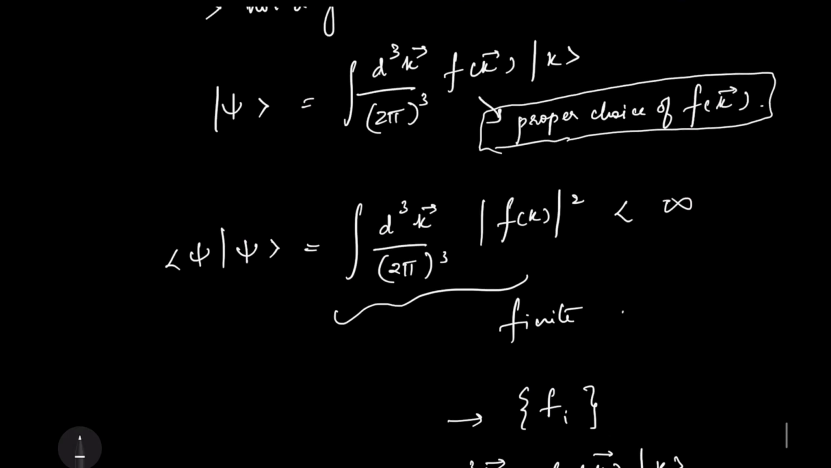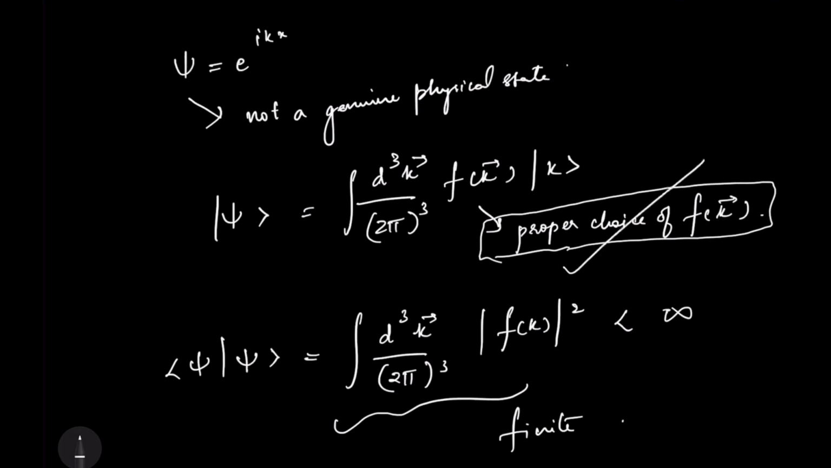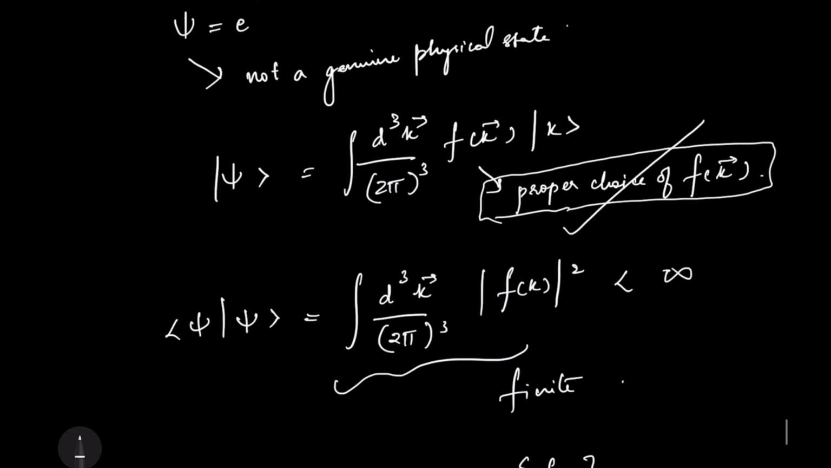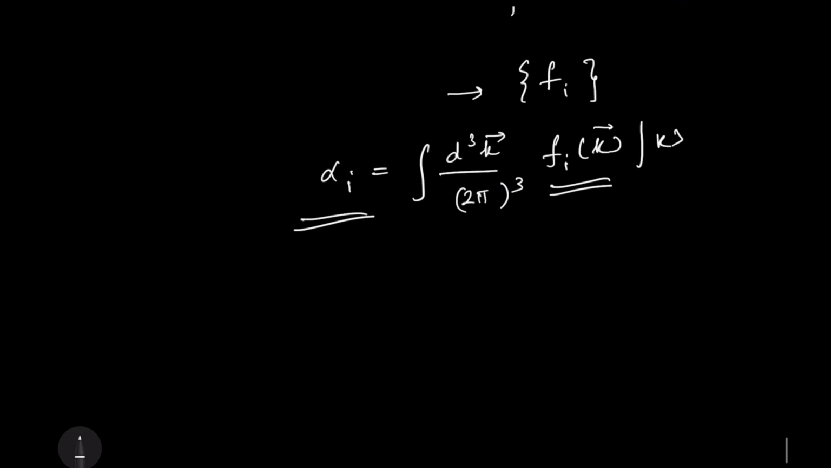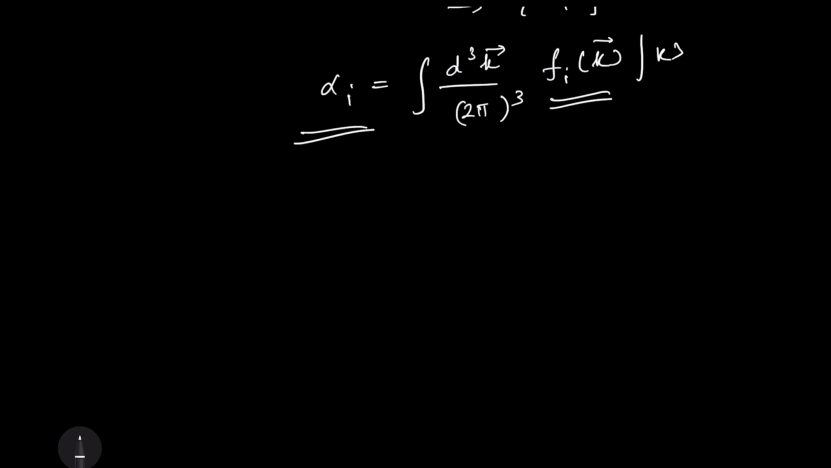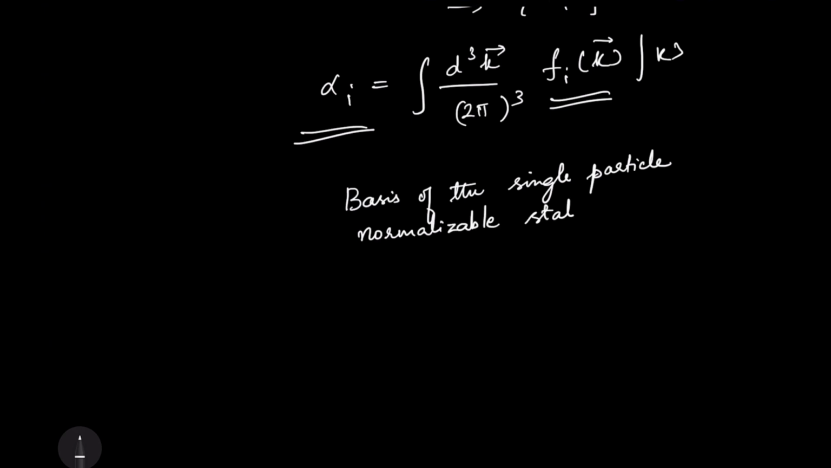So how do you make it finite? I am taking a proper choice of f of k such that it is normalizable, and if I apply those fi here, then I am defining all the normalizable states. So here alpha i is the basis of the single particle normalizable states. So alpha i gives the basis of the single particle normalizable states.